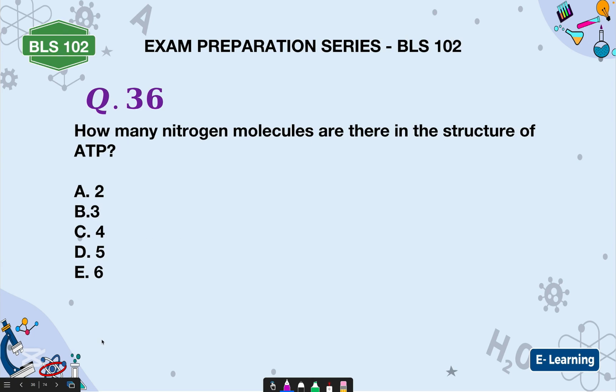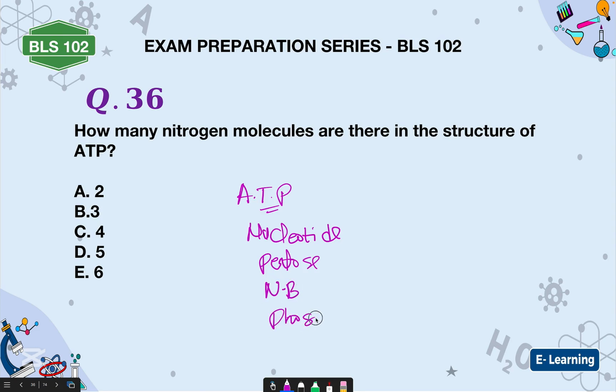How many nitrogen molecules are there in the structure of ATP? ATP is adenosine triphosphate. It contains a nucleotide, and the nucleotide consists of pentose sugar, then we have nitrogenous base, and then we have the phosphate group. Because it's triphosphate, it has 3 phosphate groups. You understand this better when you come to year 2.